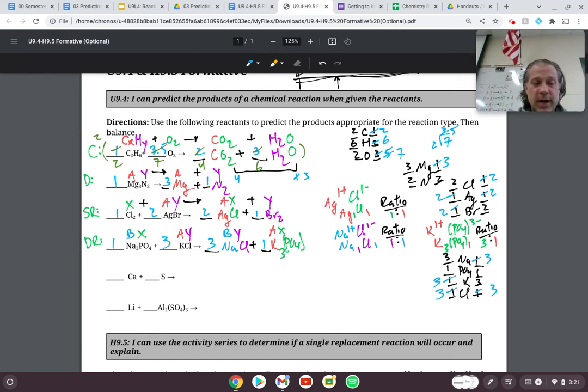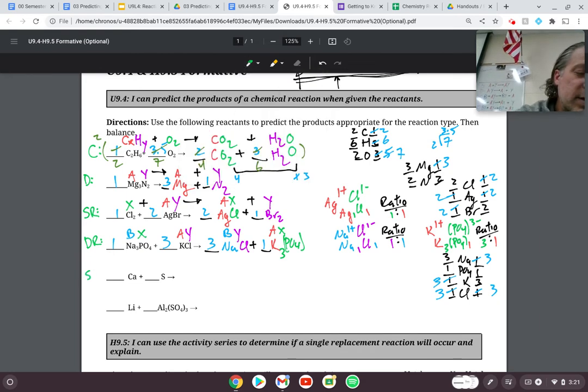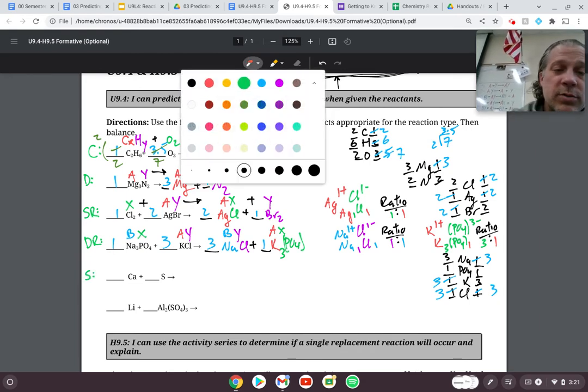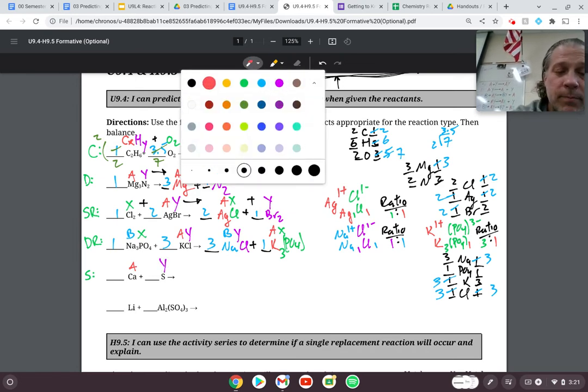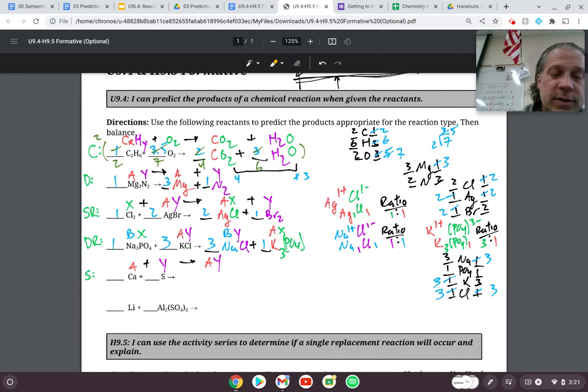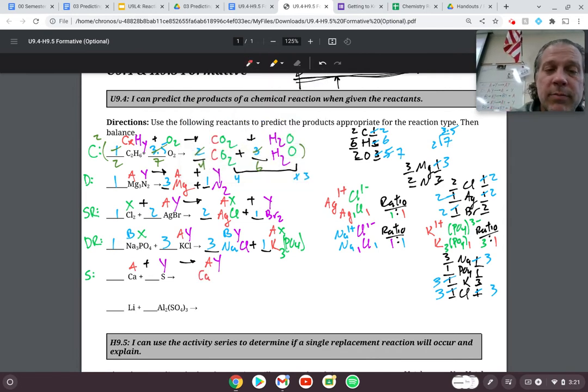In the next reaction, I see that I have 2 elements, calcium and sulfur. So that tells me this is going to be a synthesis reaction, which means we're simply going to combine the elements. A plus Y will make AY as one product. So in this instance here, I'm going to take the Ca, put it under the A, take the S, put it under the Y, and now because I made a compound, I need to check my charges.